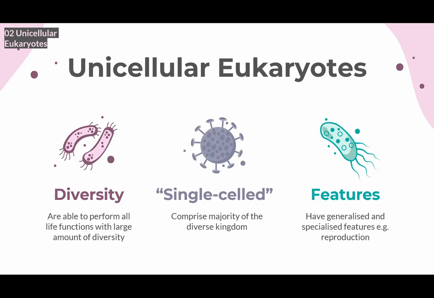Now, moving on to unicellular eukaryotes. First of all, we have the aspect of diversity, meaning they are able to perform all life functions with a large amount of diversity in the way that they perform them. We also have single-celled organisms that comprise the majority of the diverse kingdom, and features, meaning they have generalized and specialized features. For example, most Protista that I'll be talking about can reproduce sexually, but most of them can as well reproduce asexually by binary fission. So we also have this aspect of diversity.